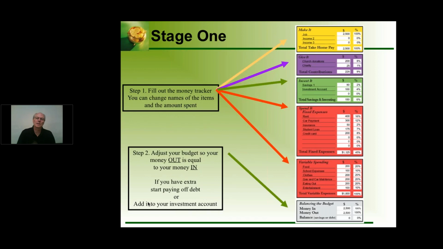Now, the way the system works is, number 1 is you fill out your money tracker. We're going to put the expenses in each of those categories: the make it, the give it, the invest it, and of course the spending of fixed and variable expenses. And then step number 2 is we're going to adjust those numbers back and forth so that it equals. The money coming in is going to be the money going out. We're separating our money and determining where our money is going to go. The real goal is to put more money into the save and invest account as much as you can, but we also need to be able to live our life.